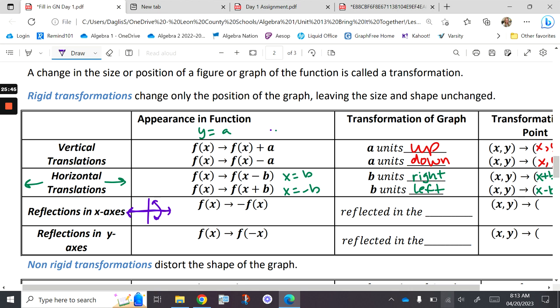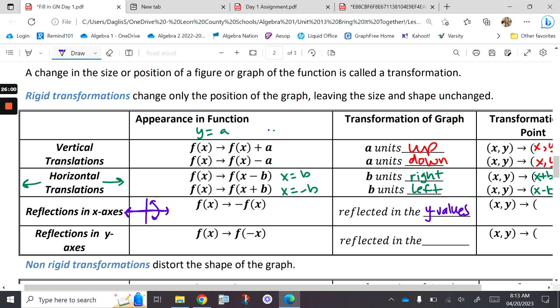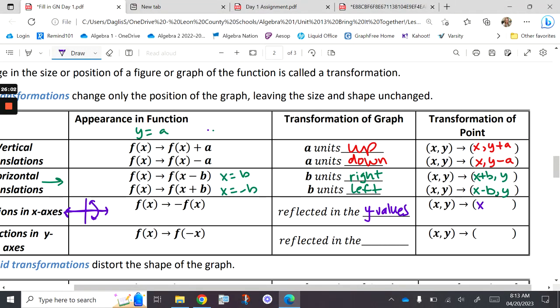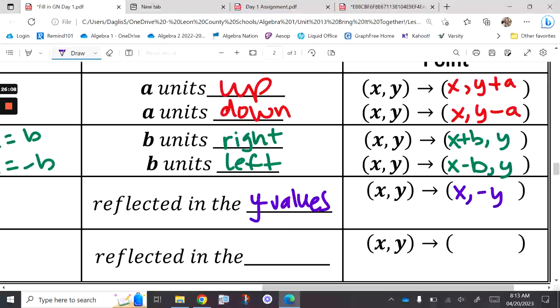Reflected in the, I'm not sure what's supposed to go right here. Y values? I'm going to say Y values. That makes the most sense. So your X's do not change, but your Y's are going to change their sign. So if they were positive, now they're negative. If they were negative, now they're positive.